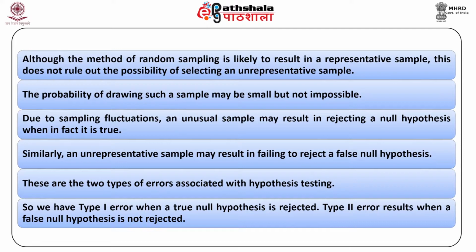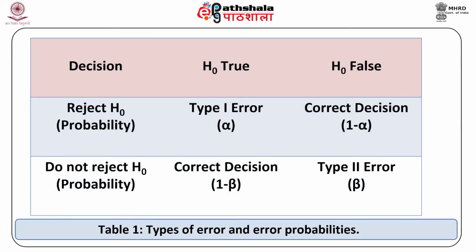Similarly, we have type 2 error results when a false null hypothesis is not rejected. The two types of errors are shown systematically in table 1. You can see in this table we have the decision, we have the hypothesis H0 true, H0 false, and the decisions are reject H0, which is a probability, and do not reject H0, again in terms of probability.